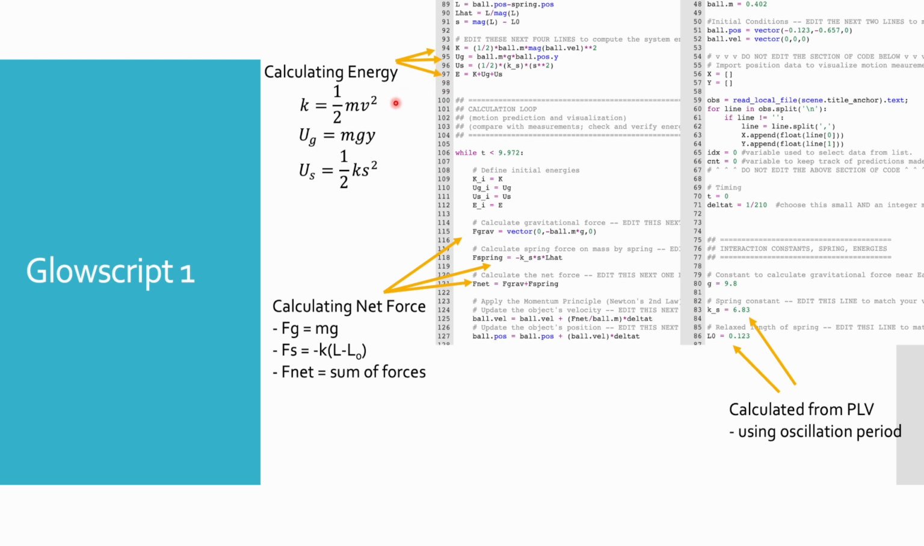Now for the first part of our GlowScript model. First of all, over here we are using the values from the pre-lecture video to calculate the spring constant, which was found to be 6.83, and we use the L0 value here to find that. And then we are calculating the energies in the system using these equations here. And then we're going to use these equations down here to calculate the forces and thus the net forces on the system.